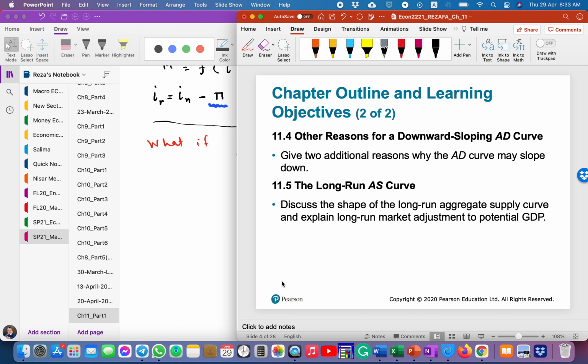So there are basically three major reasons, and they are explained in this section. And we will also discuss, now we bring the labor market into the story. So indirectly bringing the labor market into the story, if the labor market has its equilibrium also, that is called the long run aggregate supply. And this is where all adjustments are taking place.